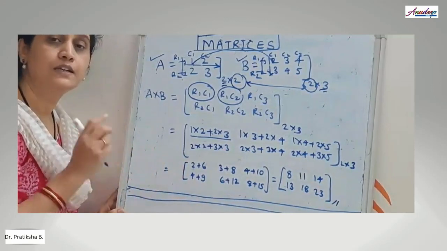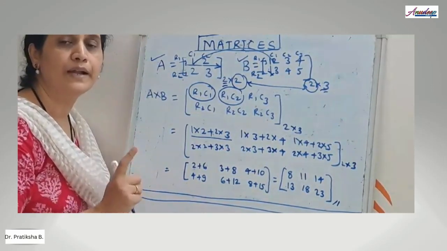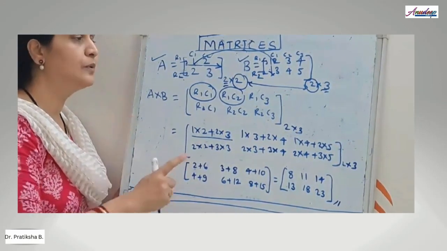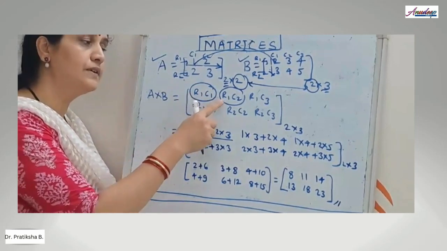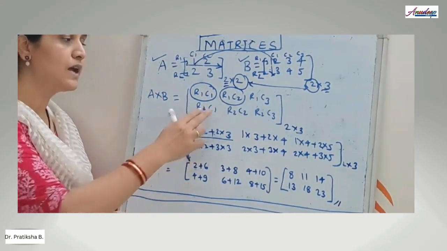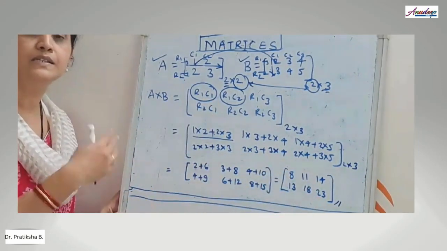So what are the things that you have to keep in mind when you proceed for the multiplication? First, check the compatibility of the matrix. If the matrices are compatible, then proceed with the rule of R1C1, R1C2 and then calculate the values after multiplication. That is the answer, the resultant matrix.